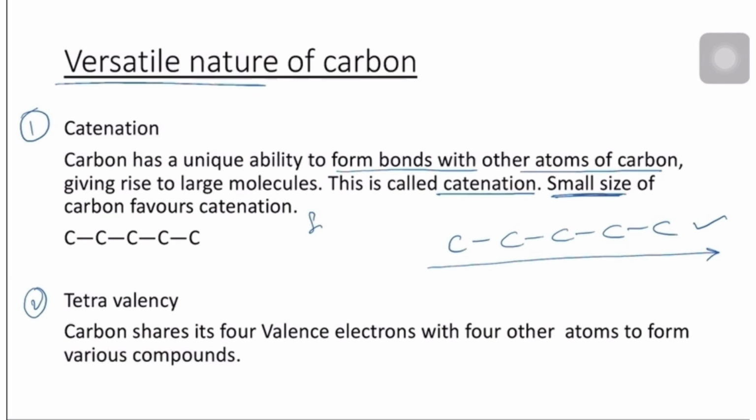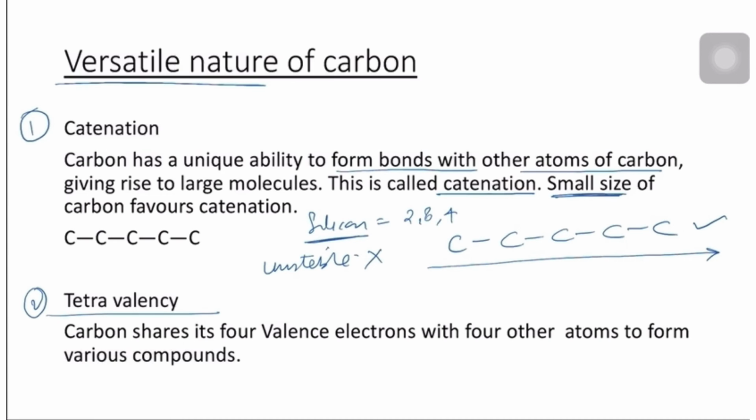You can see silicon has a configuration of 2, 8, 4. You may feel that even silicon should exhibit catenation, but that is not possible because of its large size. The compounds formed are very unstable. Hence silicon does not exhibit catenation easily.